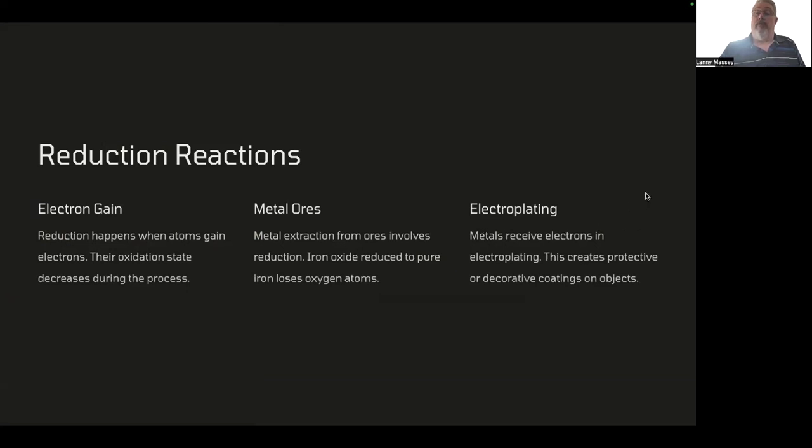Electroplating: metals receive electrons in electroplating. This creates protective or decorative coats on the objects. Basically, electroplating is you are adding electrons to the metal so that now the metal isn't trying to reach out there and grab electrons, in particular from the air, or the oxygen in the air, I should say, to do that.